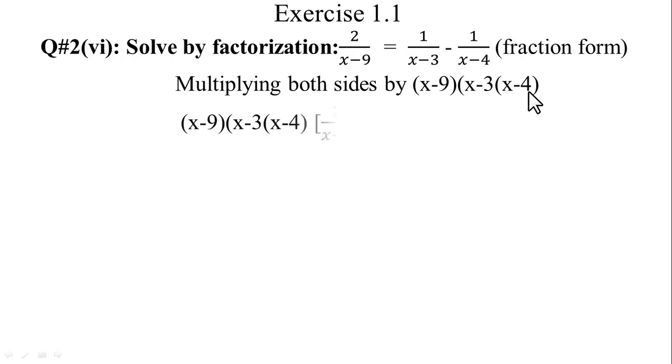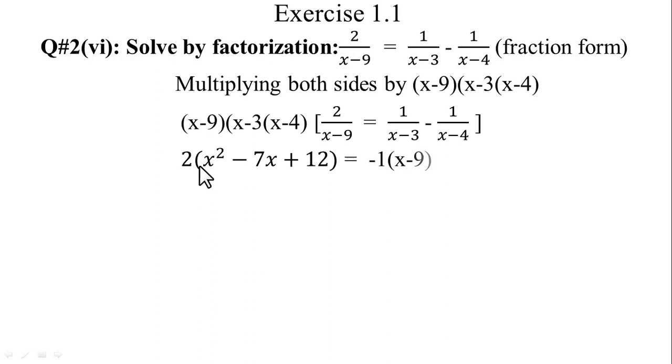Solving this equation, we get x minus 9 into x minus 3 into x minus 4 into 2 upon x minus 9 is equal to 1 upon x minus 3 minus 1 upon x minus 4 on 2. Multiplying these values and getting the equation, we have 2 into x square minus 7x plus 12 is equal to minus 1 into x minus 9. This answer is after solving these equations.